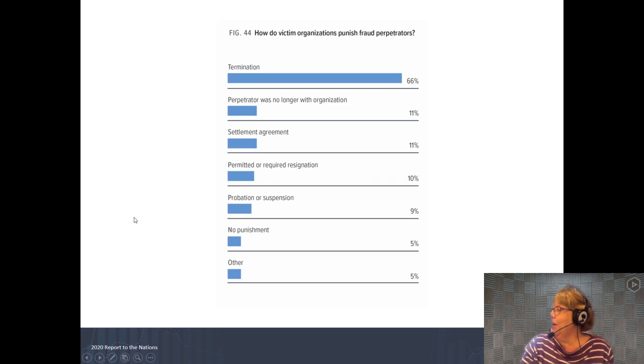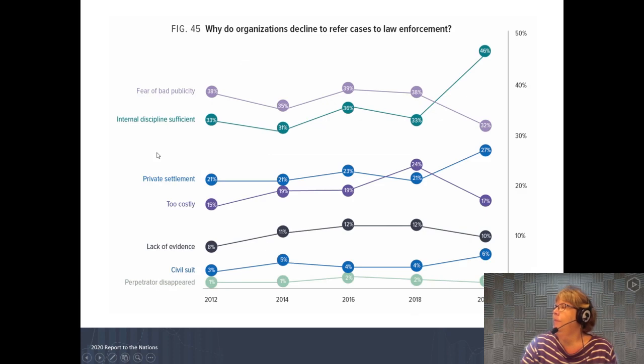So how do our fraudsters get punished? 66% are terminated. 11% have already left the company and it was discovered after they left. Probation. What it doesn't talk about is how many were criminally charged, which is another interesting thing.